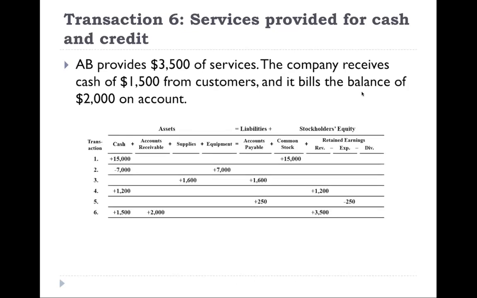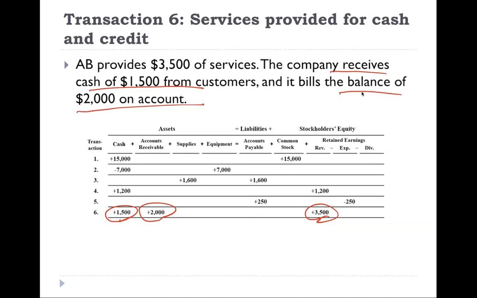So the firm provides 3,500 of service, and this generates revenue for the firm. So revenue increased by 3,500. And then the firm received cash 1,500. So cash increased by 1,500. And they bill the balance 2,000 on account. So this is called accounts receivable. The firm has the right to receive this 2,000 from its customers.